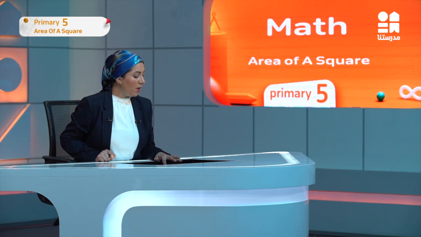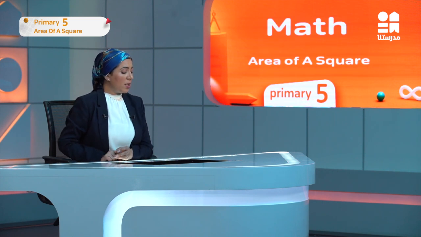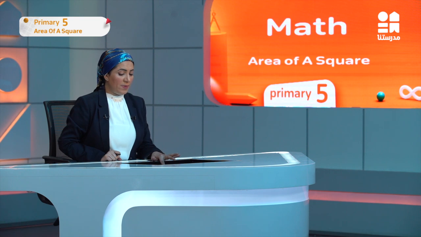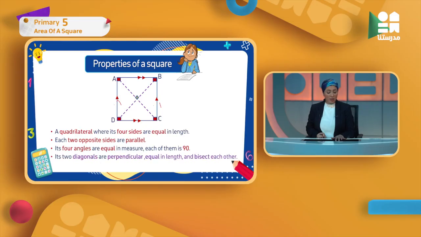The difference is that in a rectangle every two opposite sides are equal in length. إنما في السكوير كل ال sides are equal in length. Okay? Its 4 angles are equal in measure. Each one of them is 90 as we said. And its 2 diagonals are perpendicular, equal in length and bisect each other.